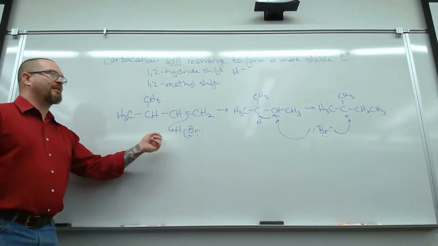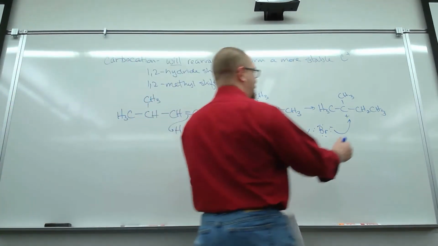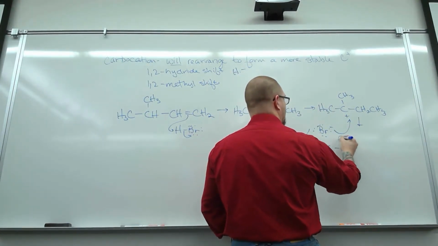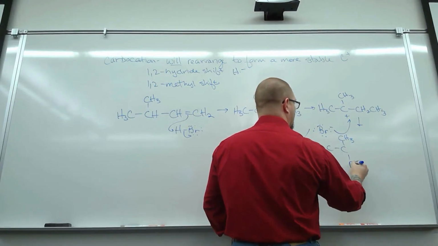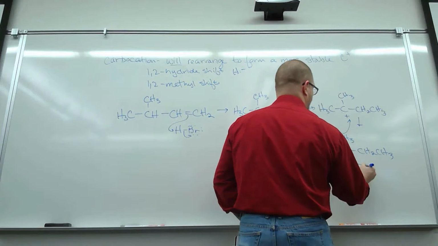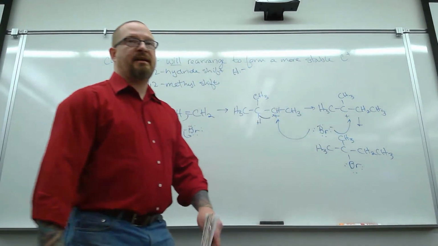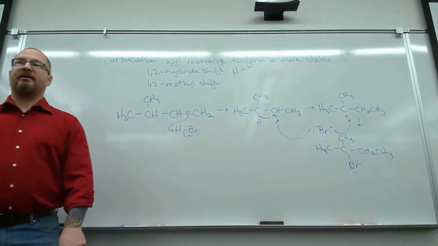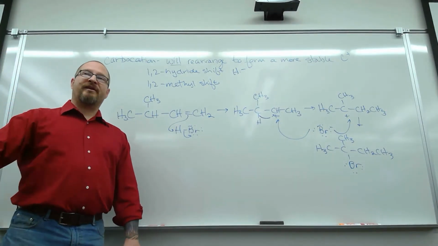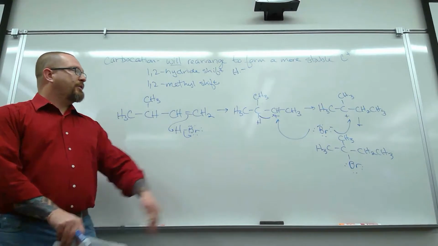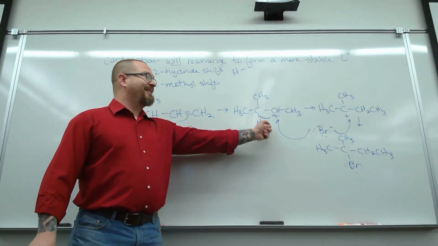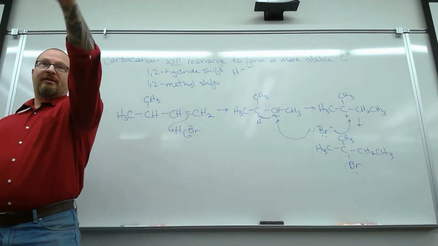If you were to ask what the major product is, the major product would be this one, because it's more stable. That carbocation intermediate is going to predominantly form and then get attacked by the bromine more frequently than this one. If you're asked to predict the minor product, that would be the minor product in the back.